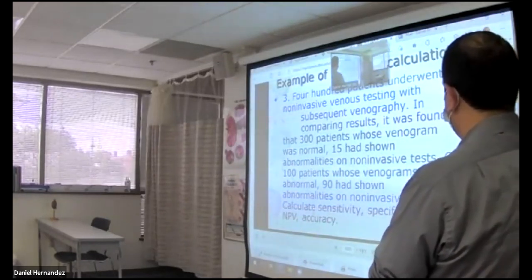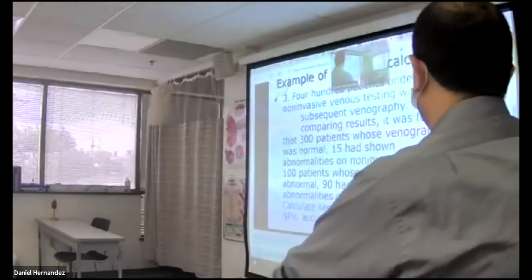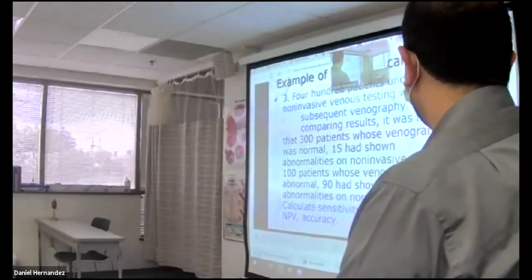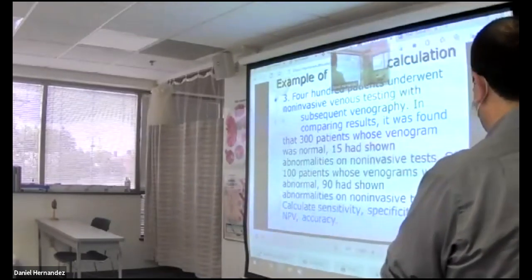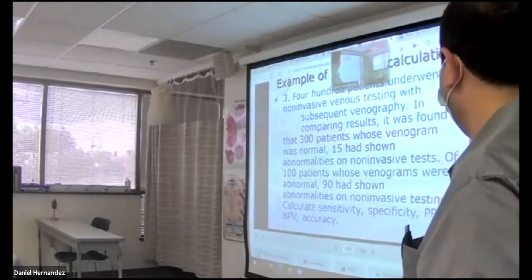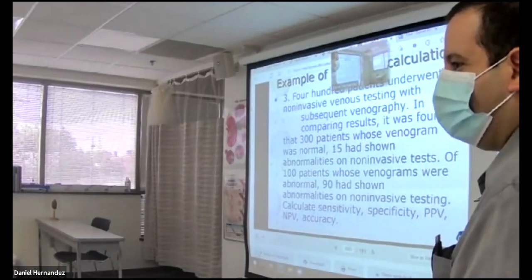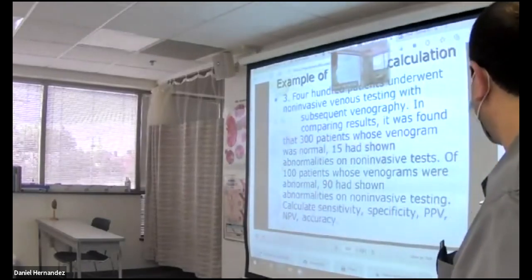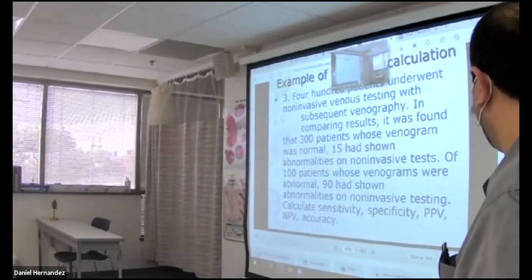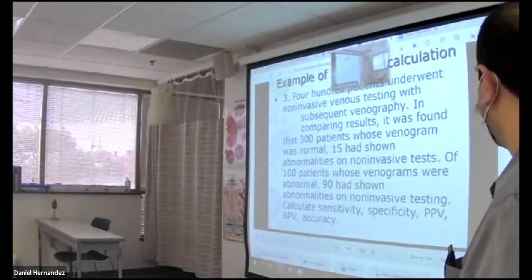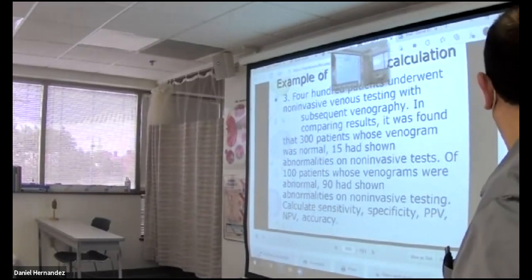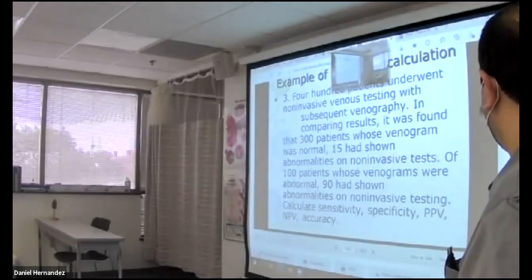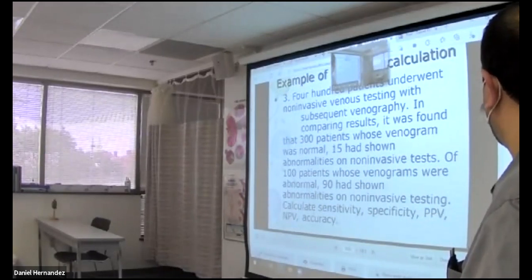So the venogram is the gold standard in this case, right? Yeah. We have 400 total. 300 patients had the venogram and they were normal. I think we should write this out on the board somehow. So if the venogram showed us 300 patients are normal, that one is true negative. Yes, true negative. 15 had shown abnormalities, true positive. Yeah, 15 is true positive.